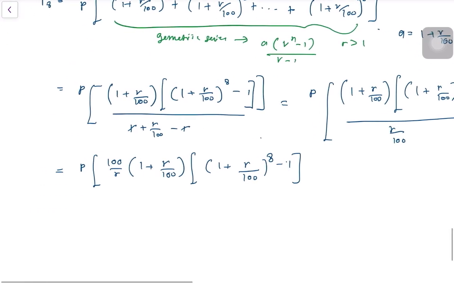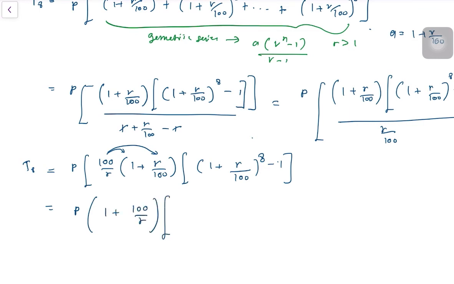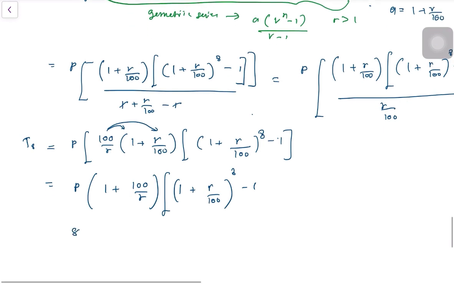Okay, and lastly we should expand accordingly this one. Therefore we have the expression of p times 1 plus 100 over r times 1 plus r over 100 to the power of 8 minus 1. So we just showed that our expression of T8 is true. So we just need to write it as shown.